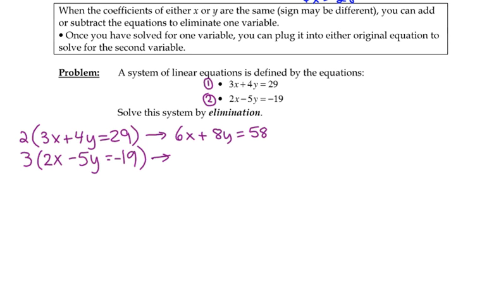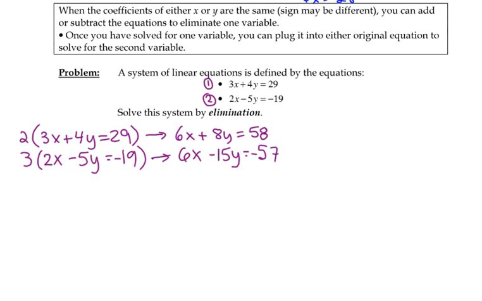Okay, how about 3 times 2x? 6x. 3 times negative 5, negative 15y. And don't forget the constant. The common mistake is forgetting to multiply the constant also by the 3. What's 3 times negative 19? Negative 57. This was a 58.